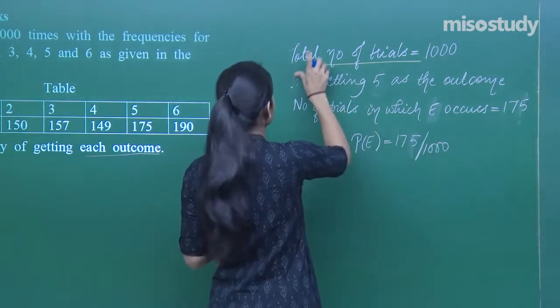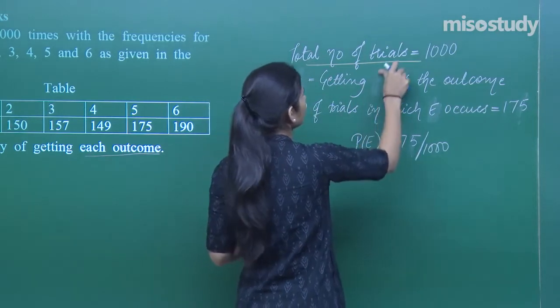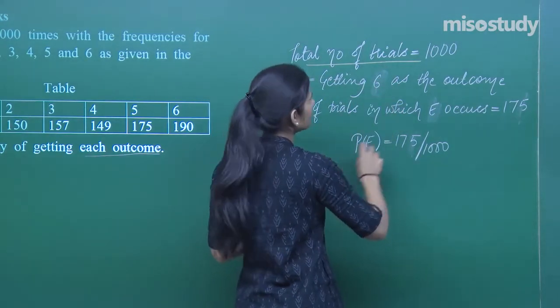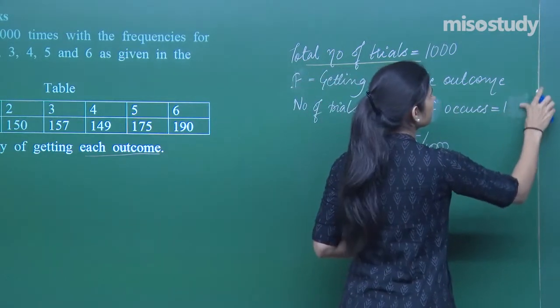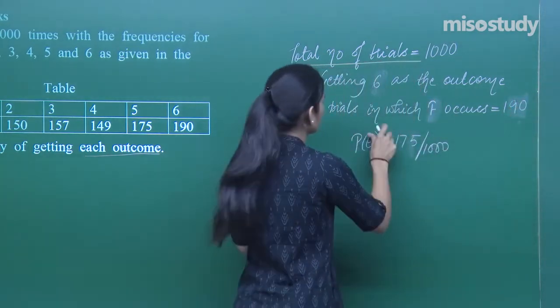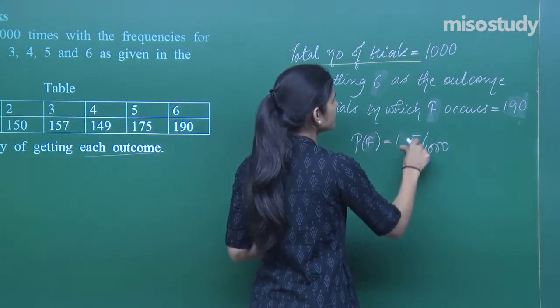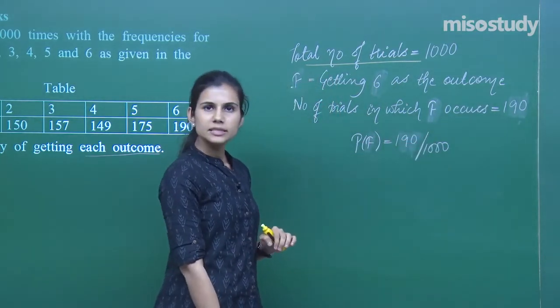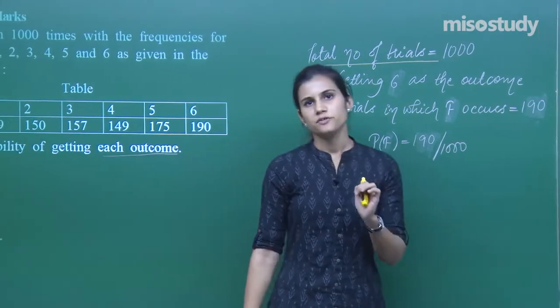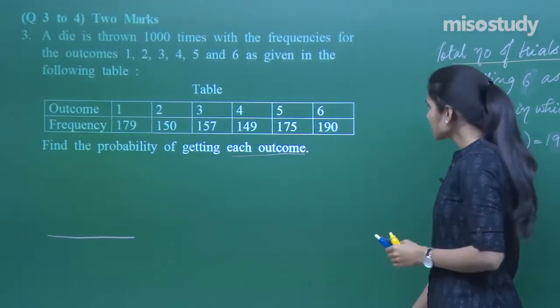And last, you define event F of getting 6 as the outcome. The number of trials in which event F occurs is 190. So, the probability of occurrence of event F is 190 upon 1000. Is it clear? These are your respective probabilities. Let's look at the next question.